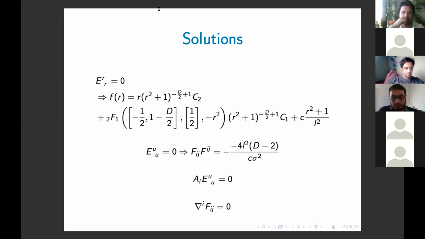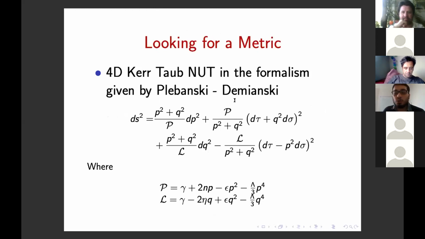The component UU implies this condition. In this component we can see there are some possible solutions. However, we choose E_UU equal to 0. And finally, we have the Maxwell equations in vacuum. Next, please. Okay, we have the solution.